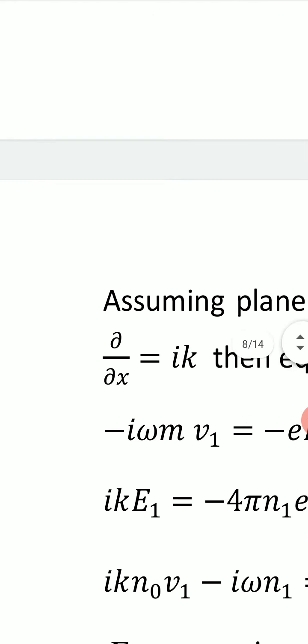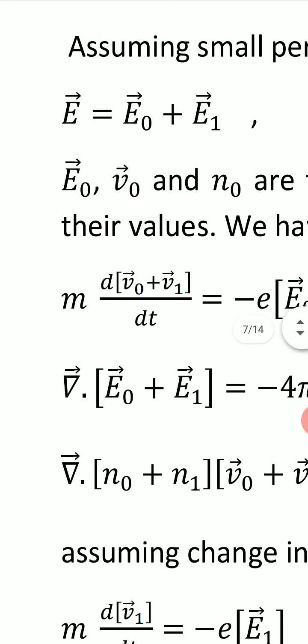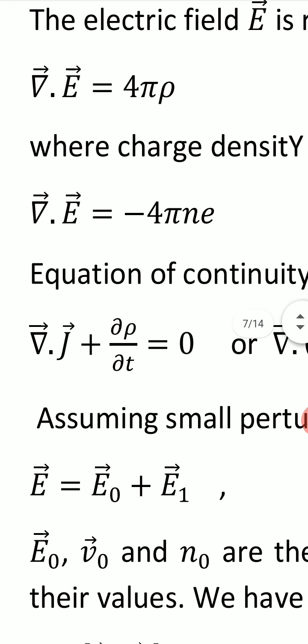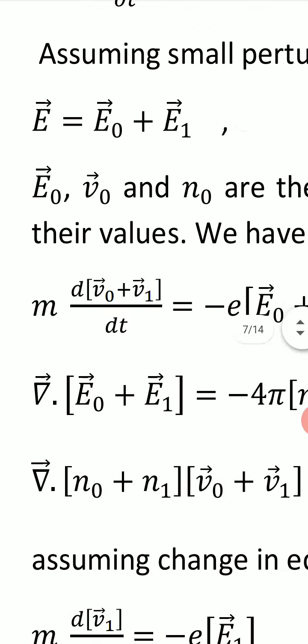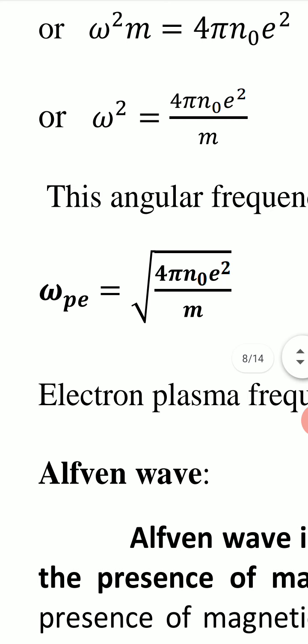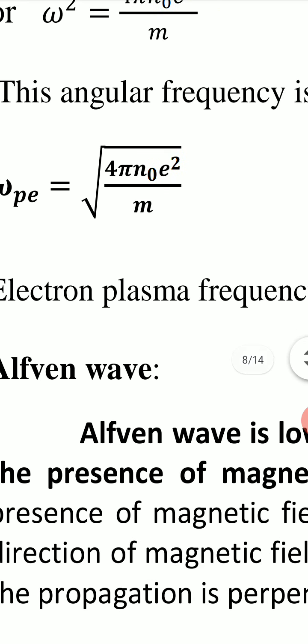If we have used, in this Maxwell's equation, del dot E equal to 4 pi rho, del dot E equal to rho upon epsilon 0 instead, then we have to replace 4 pi by 1 upon epsilon 0, and then the expression for omega Pe will be similar to this expression, except 4 pi is replaced by 1 upon epsilon 0.